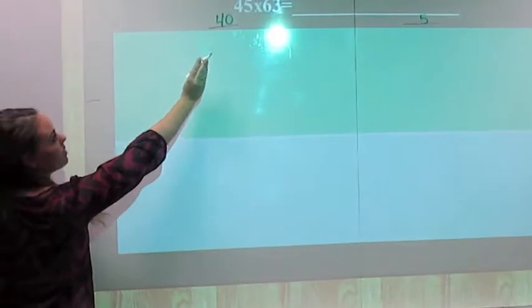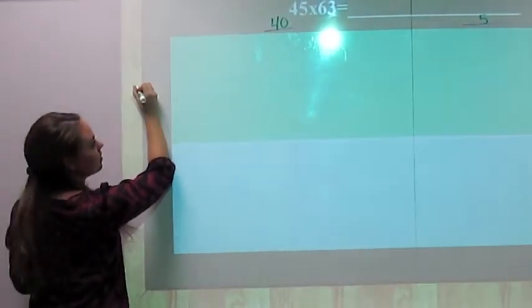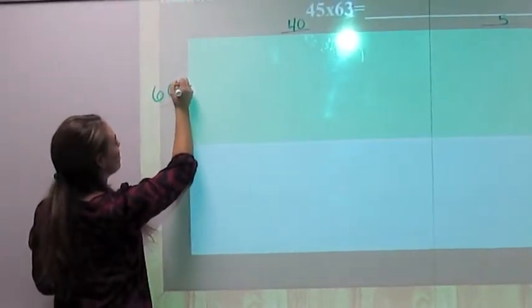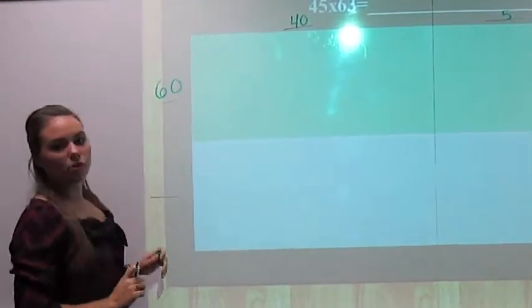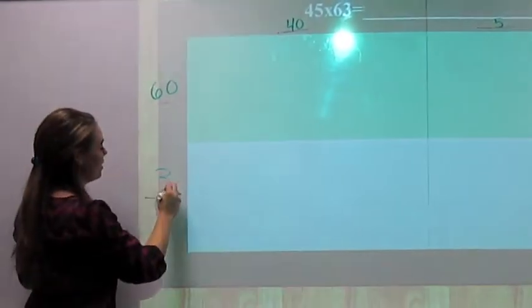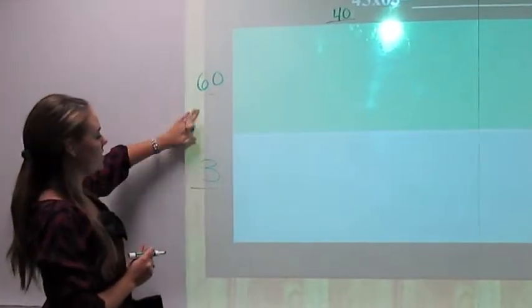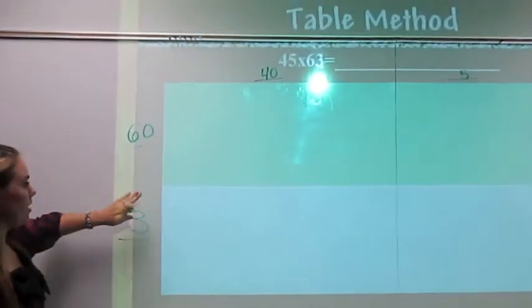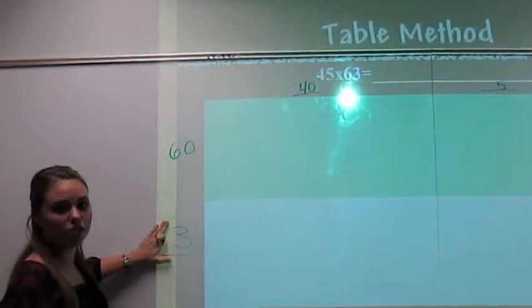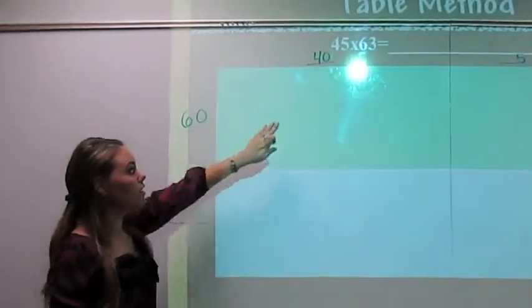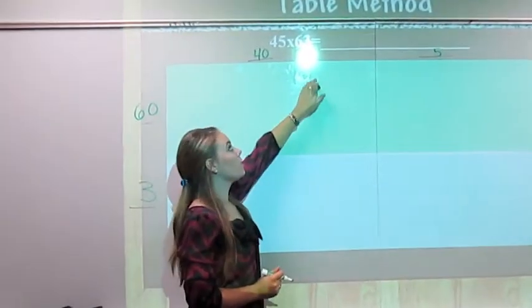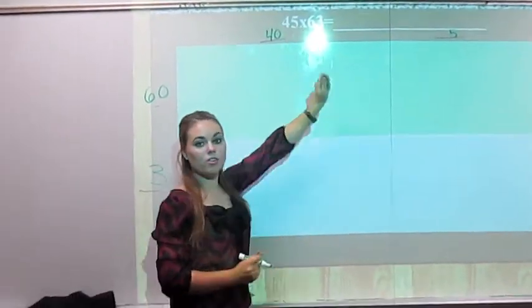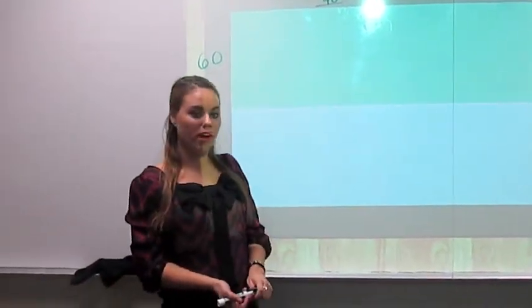We're going to put our 60 right up here. We're going to do these vertically. And then we're going to put our 3 right here. And we see that 60 and 3 gives us 63. And these are both numbers that are easier to multiply than 63. The same is true with 40 and 5. If we added those together, we would get 45. And again, those are easier to multiply than 45.